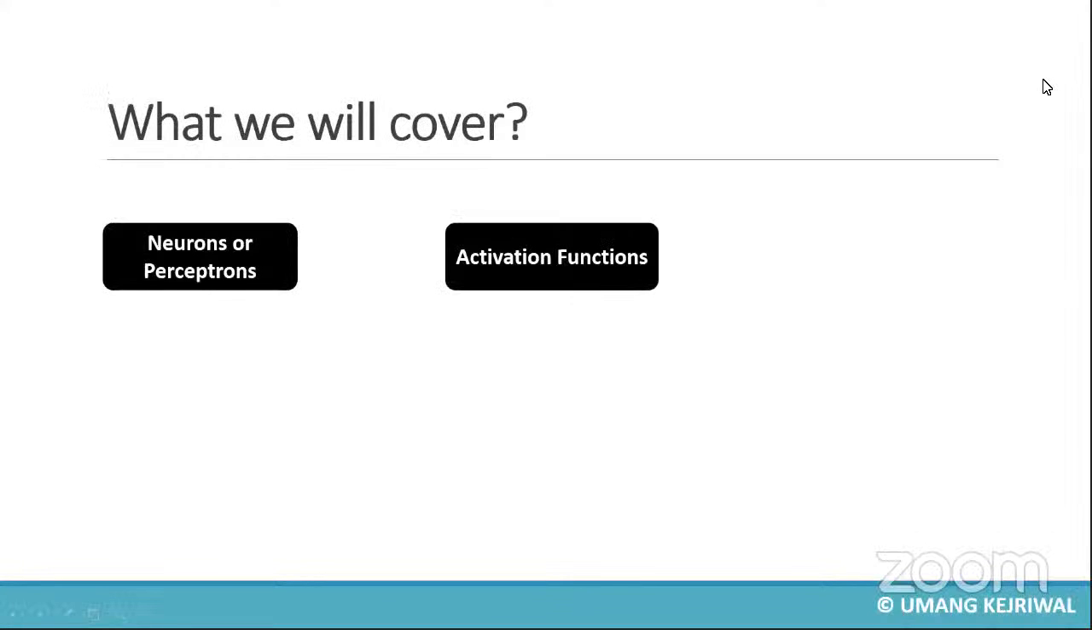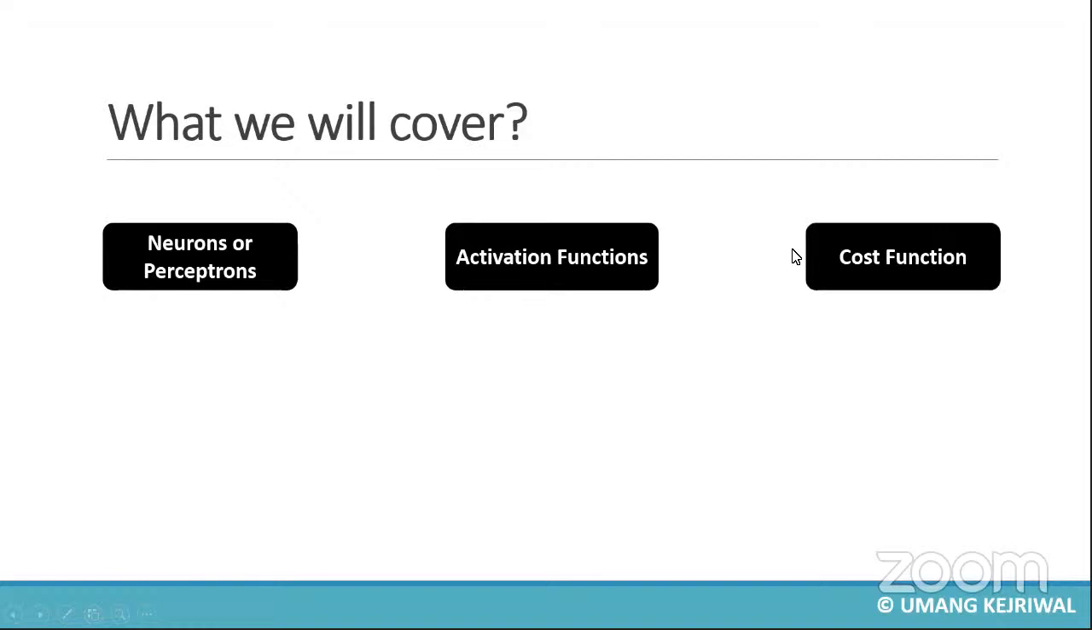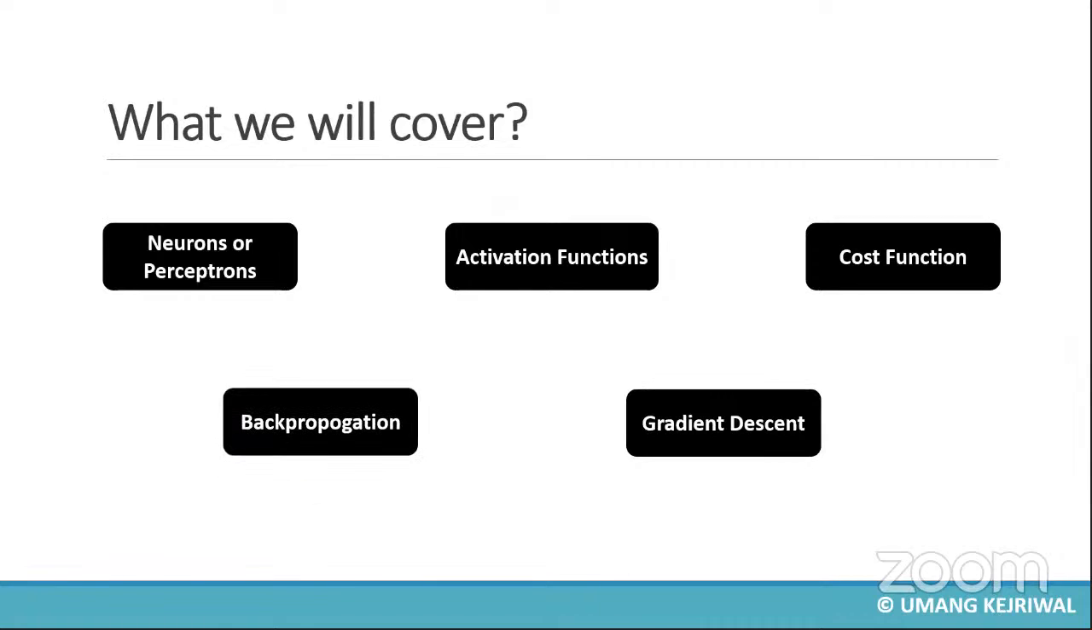Activation function, then cost function. Cost function is also known as error function or loss function. Then we have gradient descent optimizer, and last one is back propagation. So these are the topics that I will be covering in this slide.